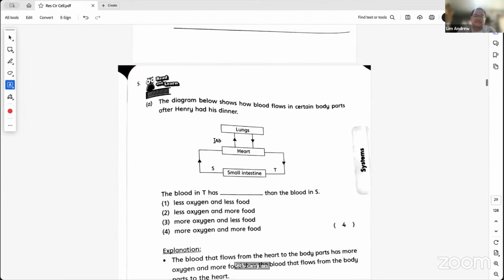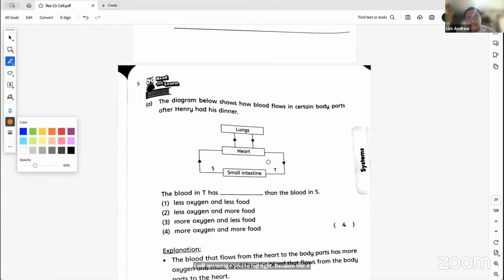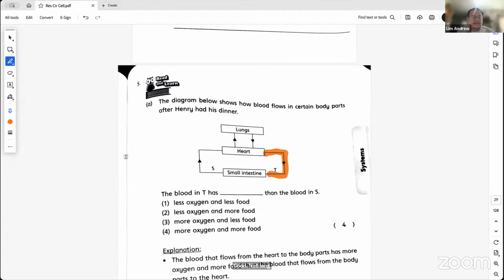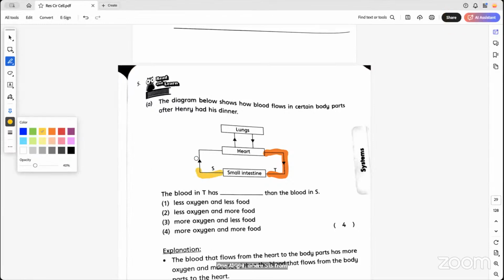All right. As you can see, the lungs is always on the top, the heart always in the middle. This diagram shows how the blood flows from certain body parts after Henry had his dinner. So the blood in T has blank than the blood in S. If you are able to highlight in your examination, I would encourage you to highlight, because this will allow you to see clearly. So where is T? T is from here to small intestine. Where S is from small intestine to the heart.